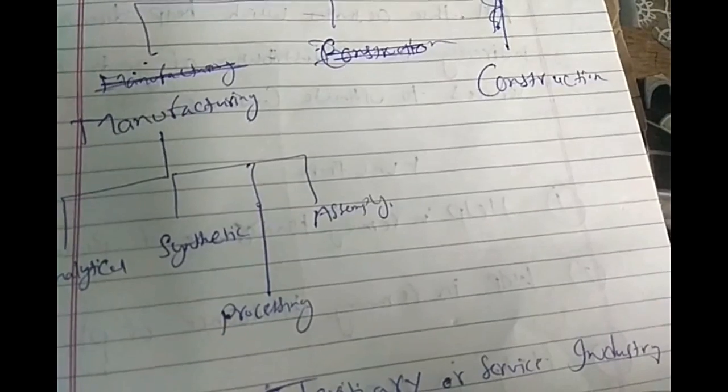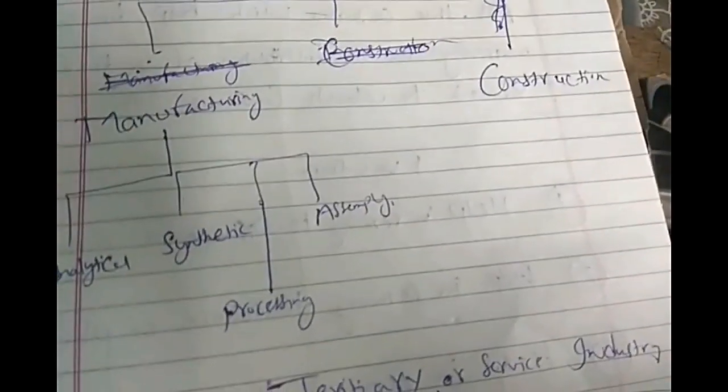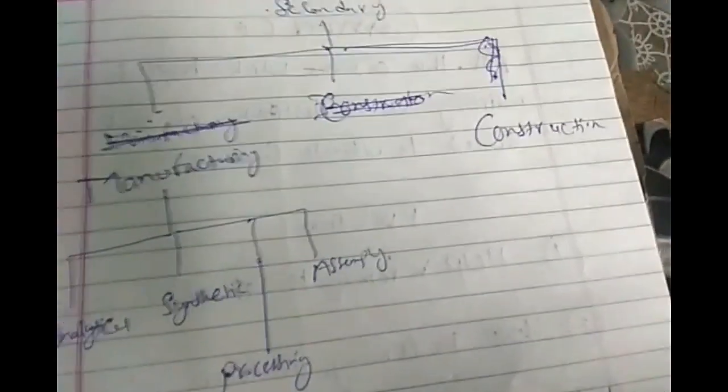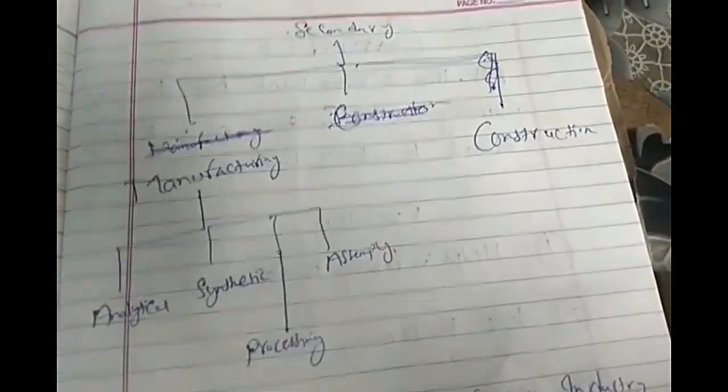They are going to make buildings, roads. That is to be considered as the construction industry. That is clear to everyone. Okay, now this is the part of secondary industry.